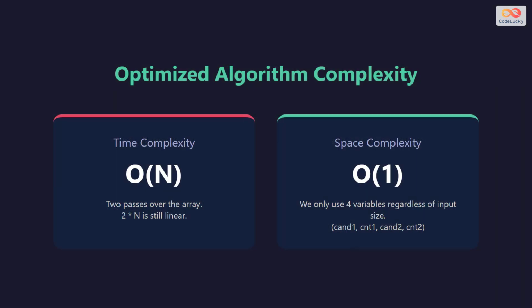Let's look at the efficiency of this optimized approach. We iterate through the array twice, so the time complexity remains linear, or O of n. However, the space complexity is now O of 1, or constant space. We only use 4 variables, 2 candidates and 2 counters, regardless of how large the input array becomes.